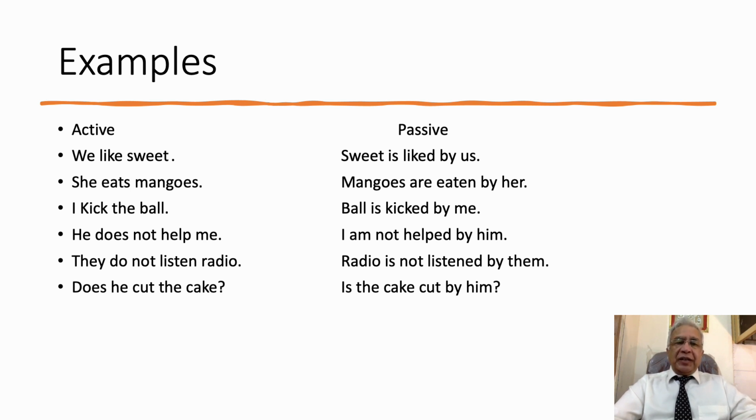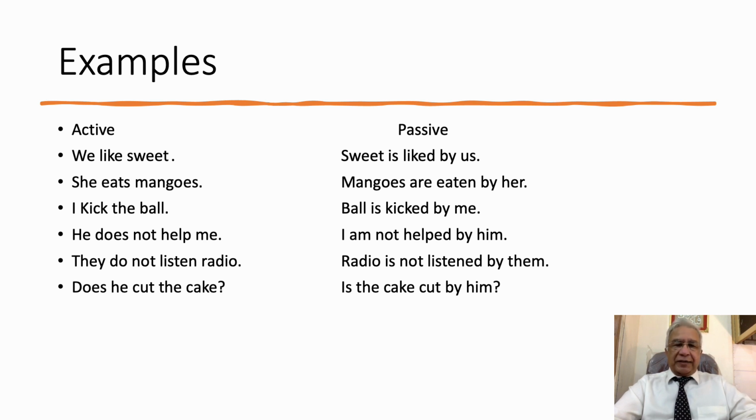Again, another sentence: she eats mangoes. Mangoes are eaten by her. Here mangoes were plural as the object of the active. The same has been placed as a subject, so that is why instead of is, the helping verb are has been used, although the sentence was that of the simple present. I kick the ball; the third sentence is: ball is kicked by me. Same case.